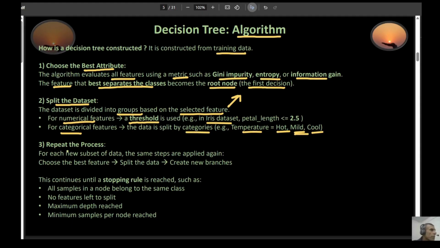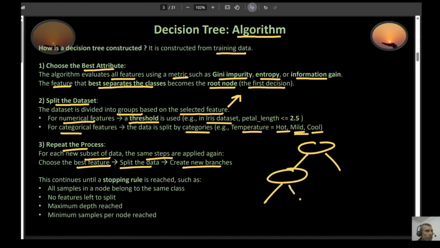And then you repeat this process. For each new subset of data that you get, you keep applying the same steps over and over again. So you choose the best feature, you split your data, and you create new branches. If this is your root node right here, you go like this based on some decision. Let's say this is one branch, and you split like that, and you keep splitting until some stopping criteria or stopping rule is reached.